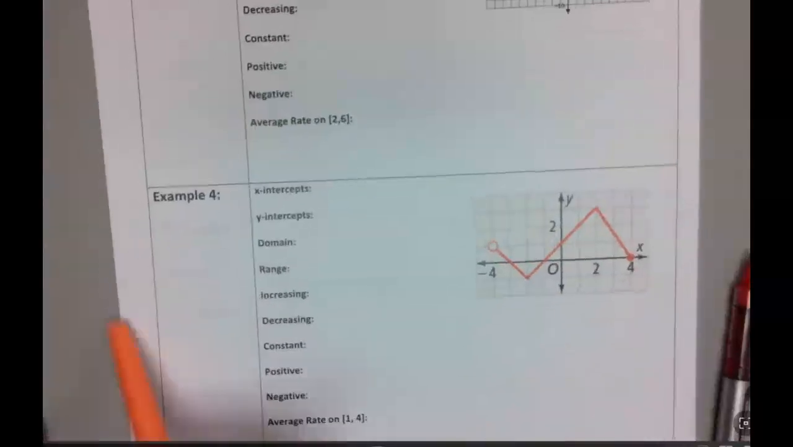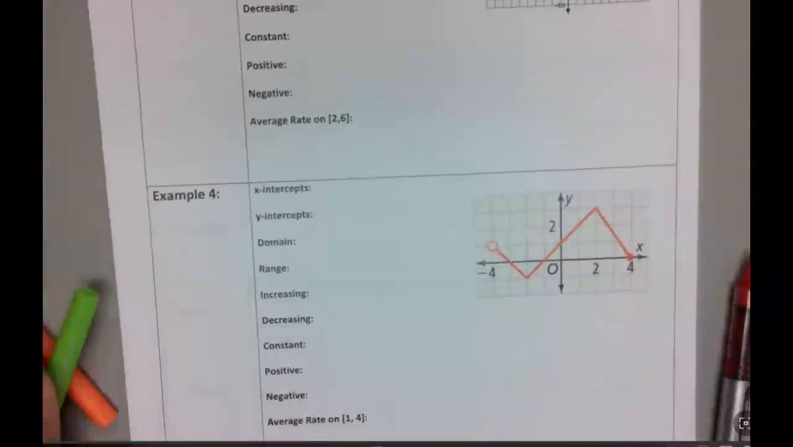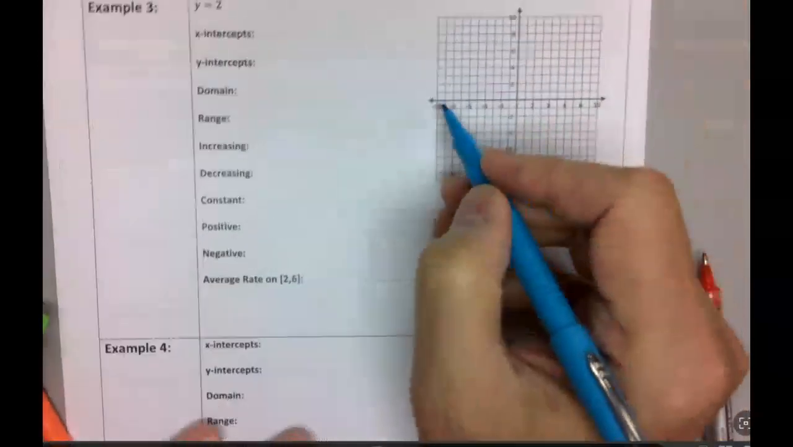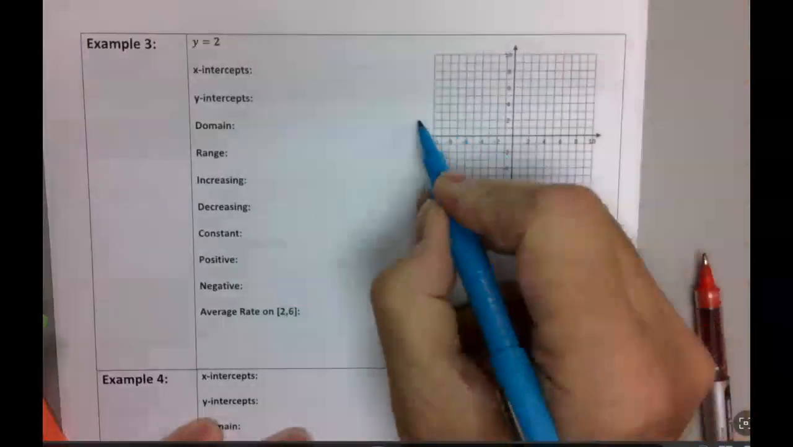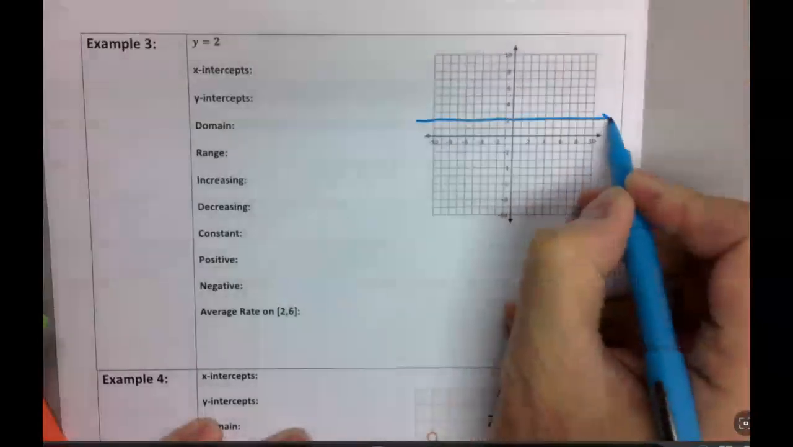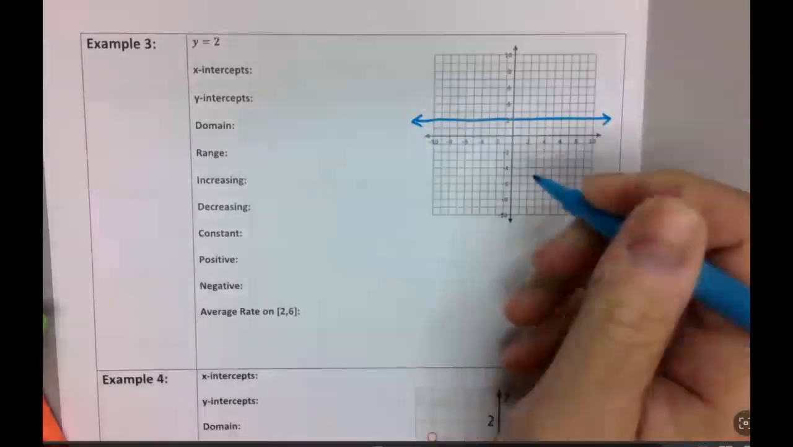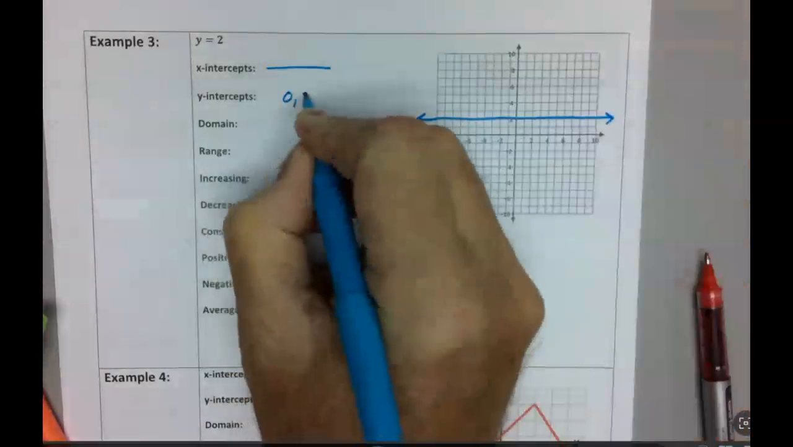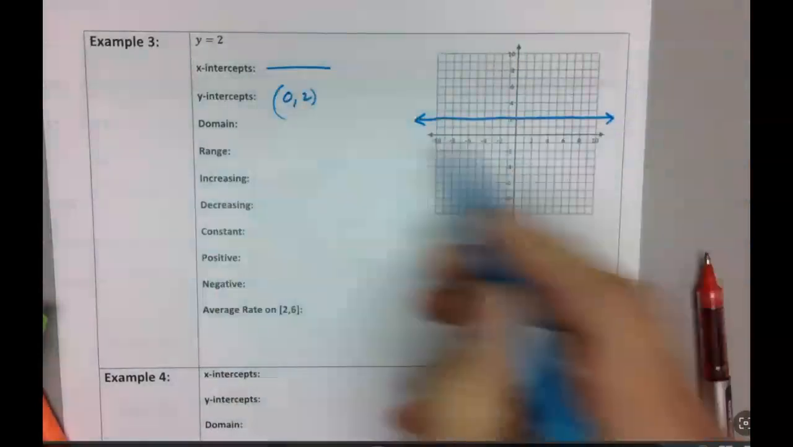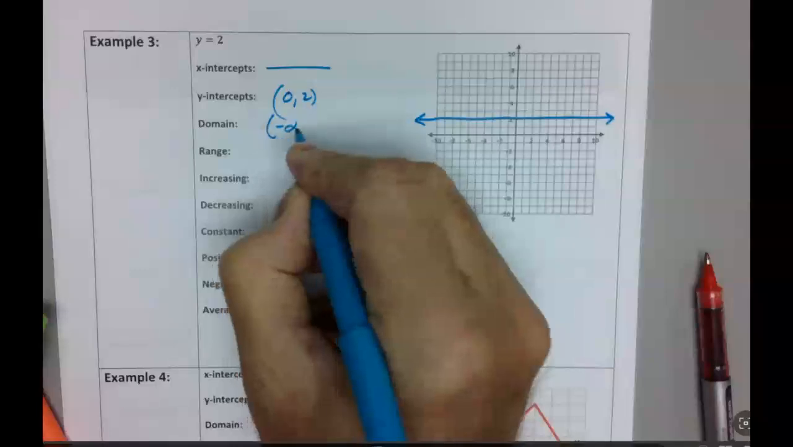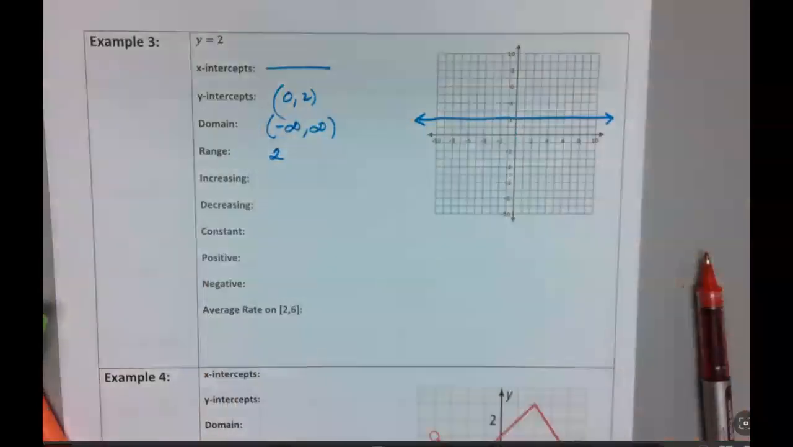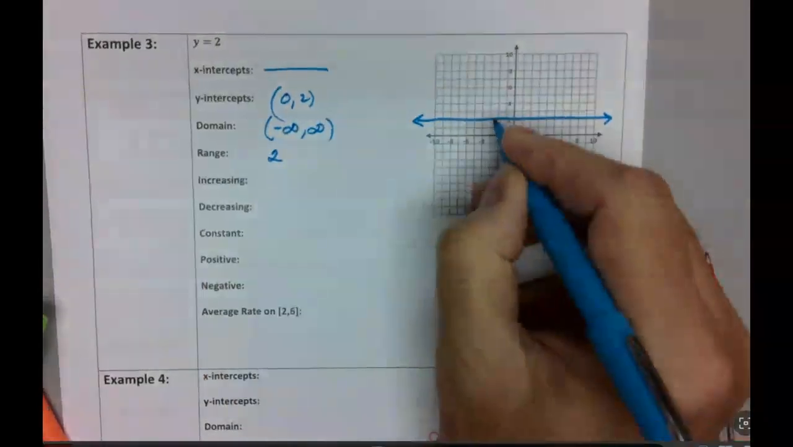Okay, this is a horizontal line and y equals 2. Agreed? So y equals 2. There we go. It's right here, horizontal line. Okay, it didn't have an x-intercept. The y-intercept would be 0, 2. The domain's all real numbers, isn't it? But the range is just 2, isn't it? Just 2. No matter what I put in for x, I'm going to get 2 for y.